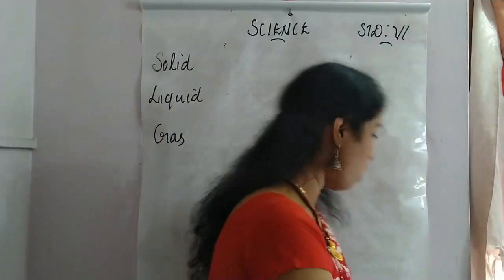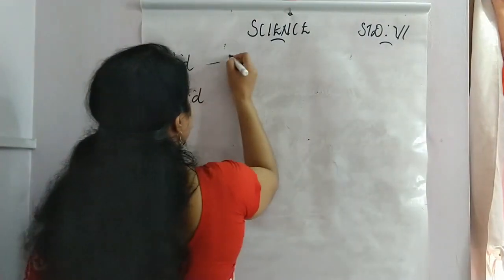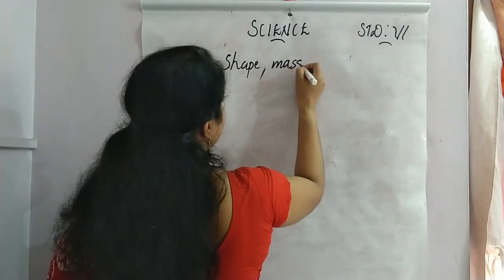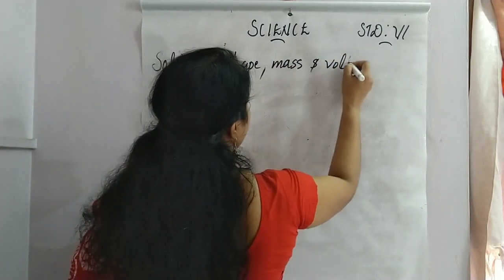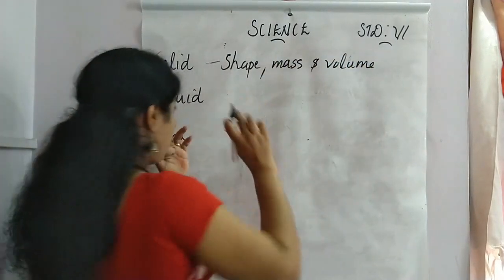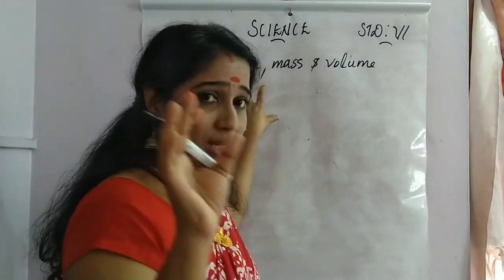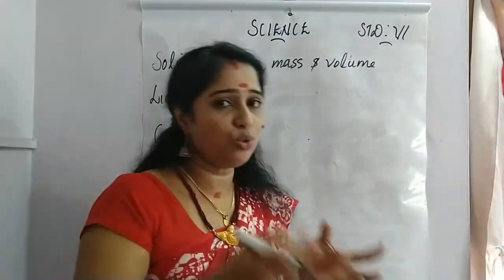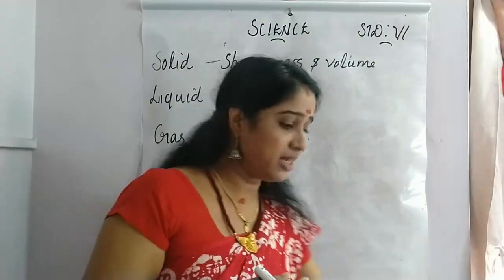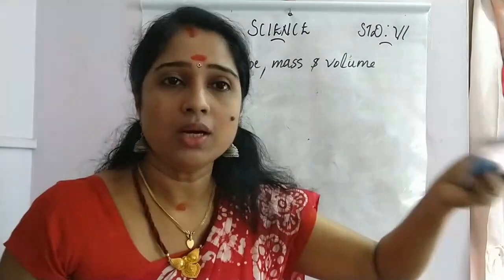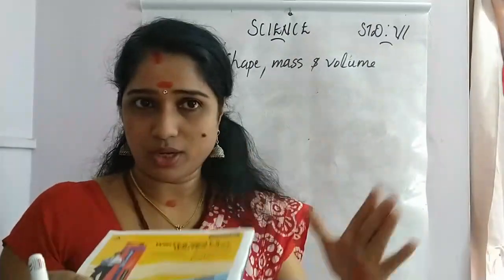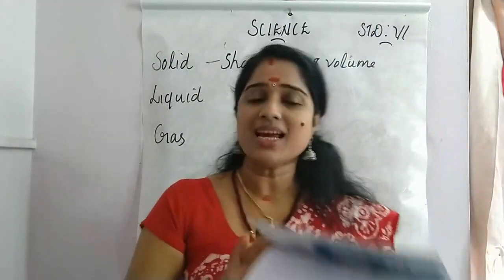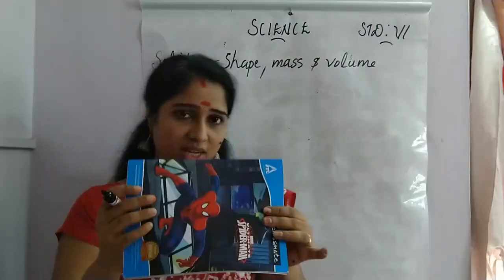The solid has what? Typical shape, mass and volume. In the case of solid, they have a definite, that means what? It doesn't change. Well, if I take this book to the school, if I take this book to any part of the world, the weight of the book doesn't change. And the volume also doesn't change and the shape also doesn't change at all.